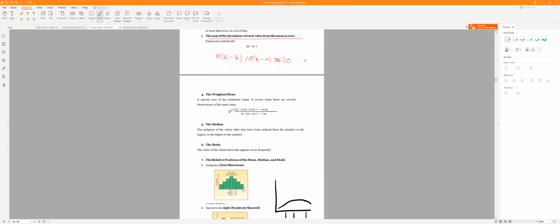And this is the weighted mean. I don't know why the symbols are messed up on my module, but bear with me. So weighted mean is like this. It's mean but weighted. It's a special case of the arithmetic mean, which occurs when there are several observations of the same value. So this is very frequent in the case of grouped data. So for example, we have 20 to 25, and the frequency is 10. Right, so this is considered 10 of the same values, right? 20 to 25 has a frequency of 10.